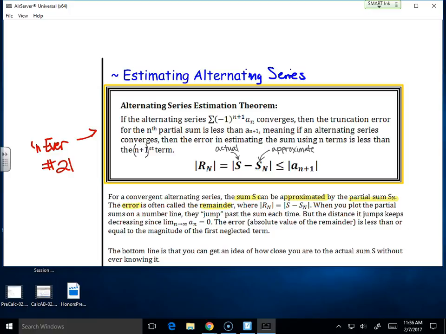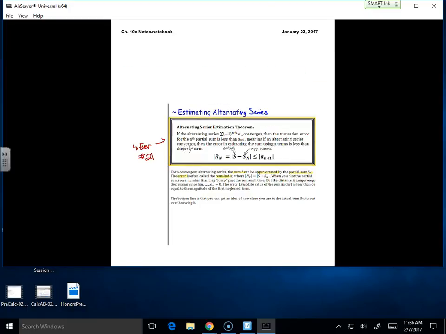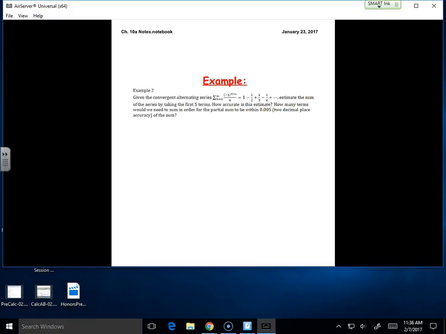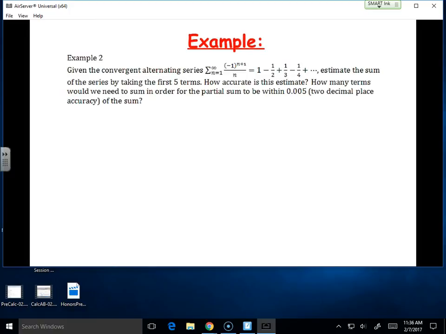It keeps talking about why it makes sense that the error would be less than the next term. Bottom line, you can get an idea of how close you are with your nth partial sum without ever actually knowing the sum itself, which is pretty stinking cool. So, example, zoom in.